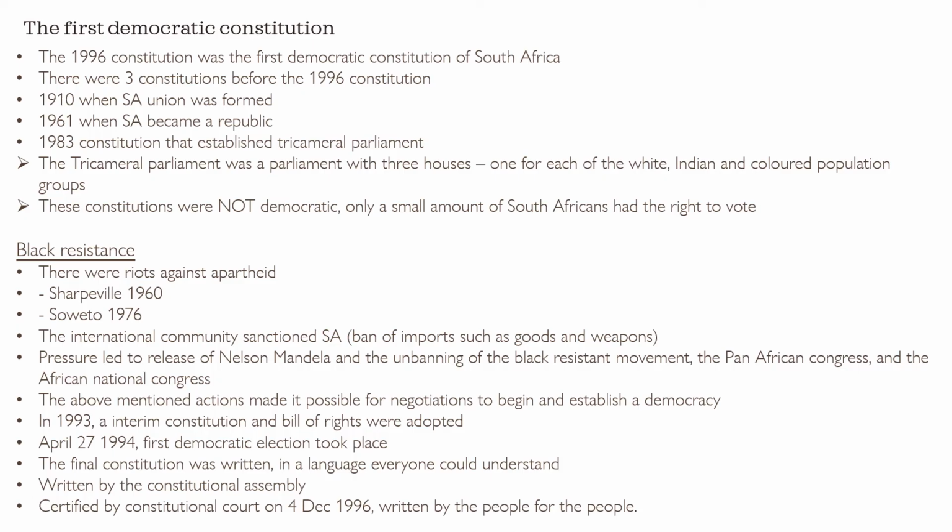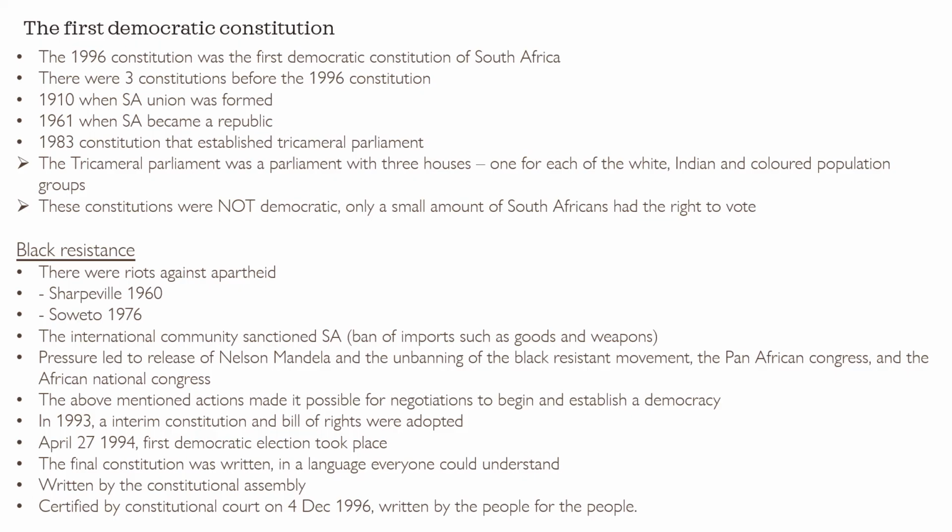When something gets sanctioned, it's basically almost a punishment so that the country can act right, and then the ban of imports such as goods and weapons can be taken away. So the international community sanctioned South Africa so that South Africa can act right.